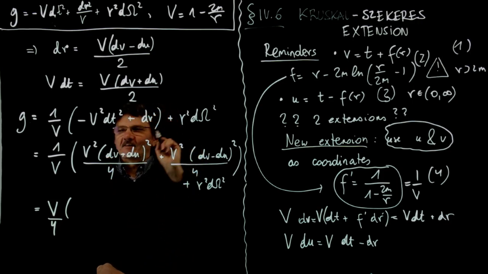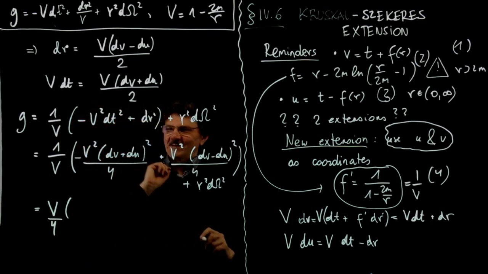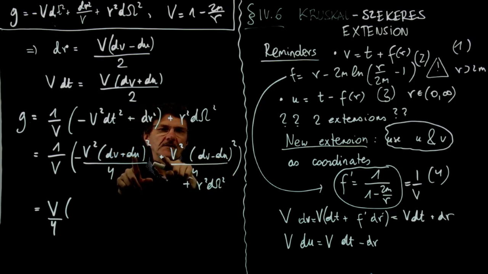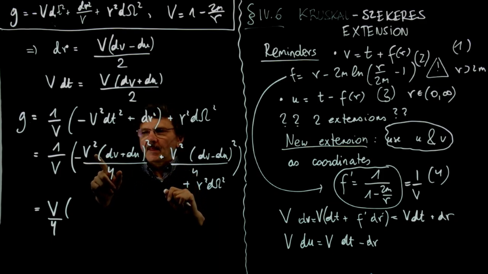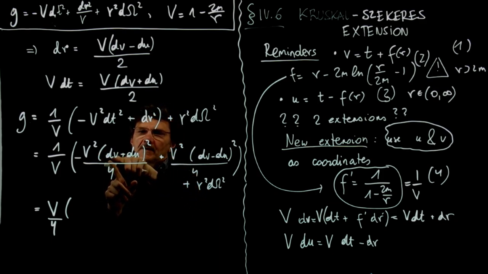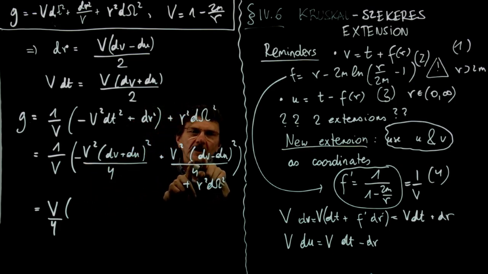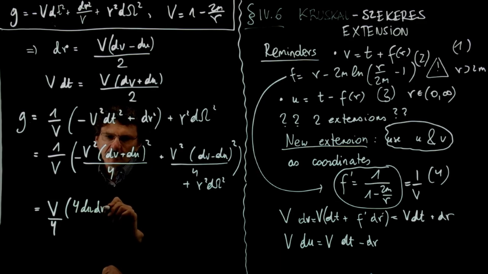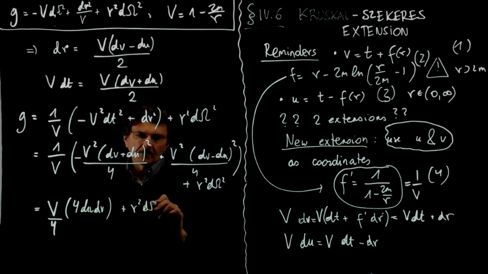Now, of course, I have the signs wrong, so it doesn't count because I'm correcting it. So what happened with the dv squares? Dv square from here was a minus. Dv square from here was a plus. They go away. Du squares, same story. Du square from here was a minus, and from here was a plus. They cancel out. And the cross terms: 2 dv du has a sign minus, and 2 dv du has a sign minus, so 4 du dv. Plus r squared d omega square.